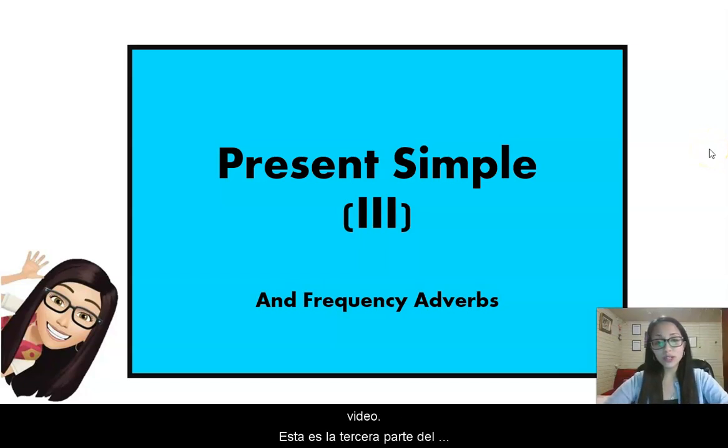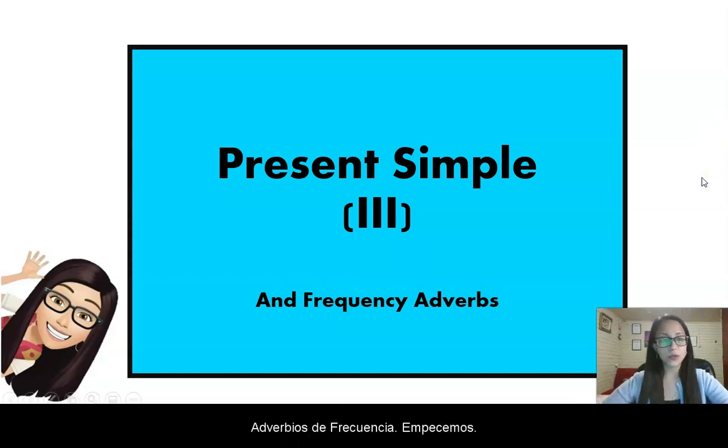This is the third part of present simple tense where we will summarize the most important rules, the most important aspects to remember in this tense. And also we will talk about frequency adverbs. So let's start.